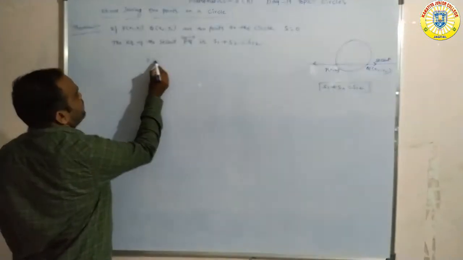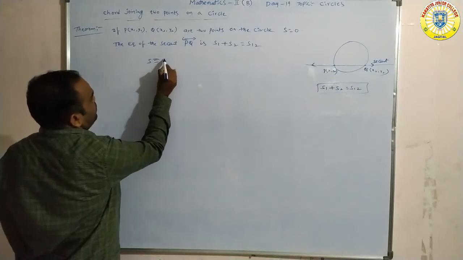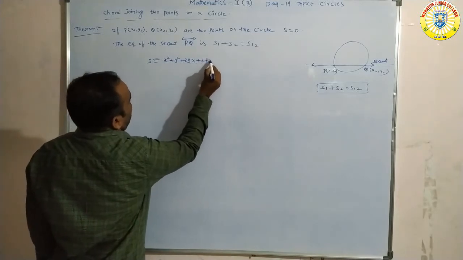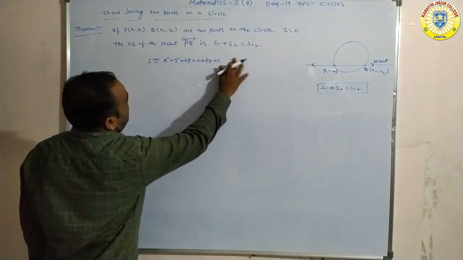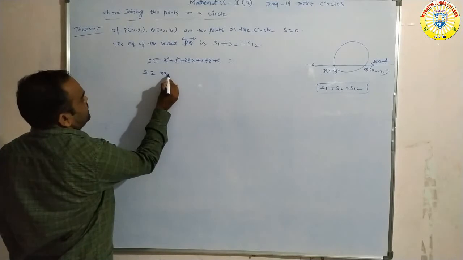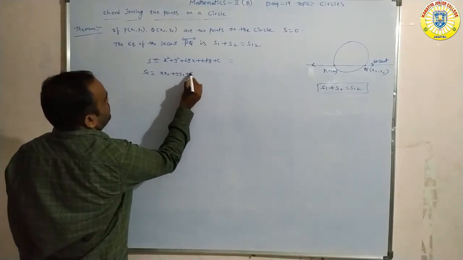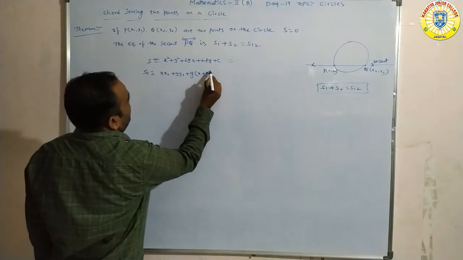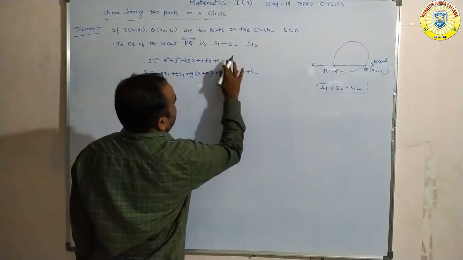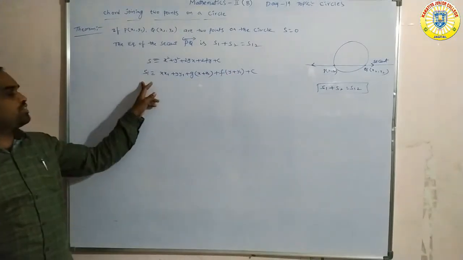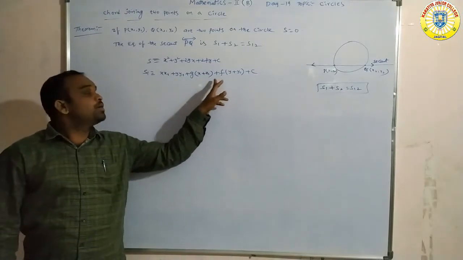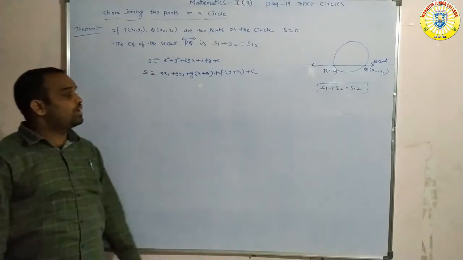We already discussed this clearly in the last class: the notation of S1 and S2. Here S is equal to x square plus y square plus 2gx plus 2fy plus c is equal to 0, the circle equation. S1 is xx1 plus yy1 plus g of x plus x1 plus f of y plus y1 plus c. This is the notation of S1.